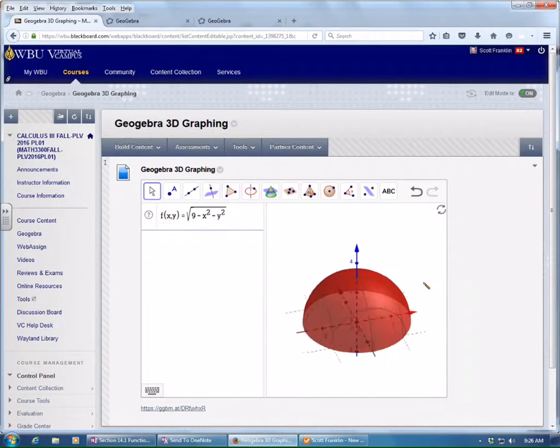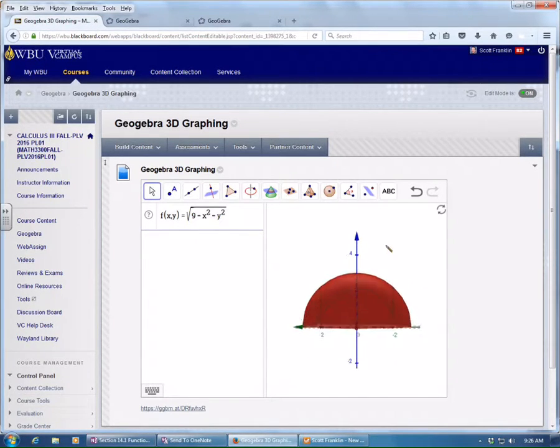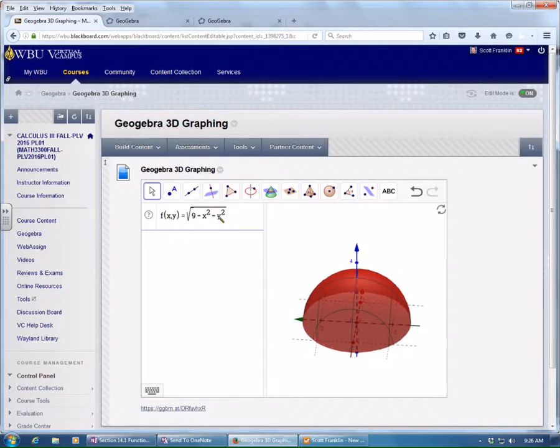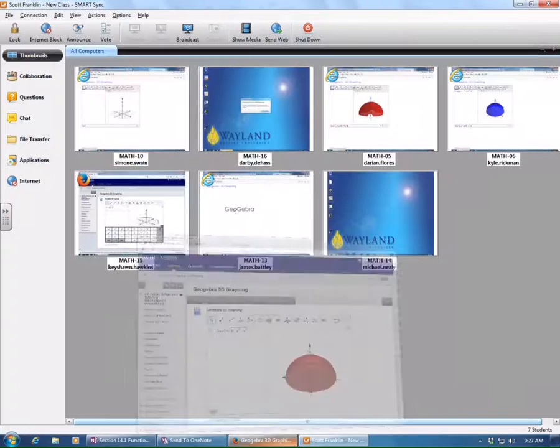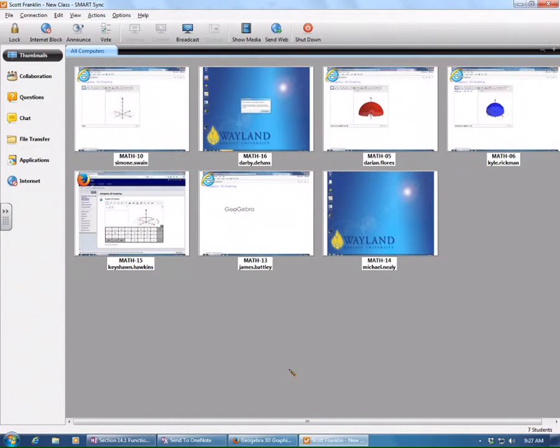You can toss it around and let it spin. You can look at it from underneath. You can see that, in fact, this surface is a hemisphere. Now, if you look at the formula, it should be clear to you why this would be half of a sphere. We'll talk about that in just a second. I'll go back to my notes, but I want to make sure everybody has a chance to get in there and get that up and loaded.